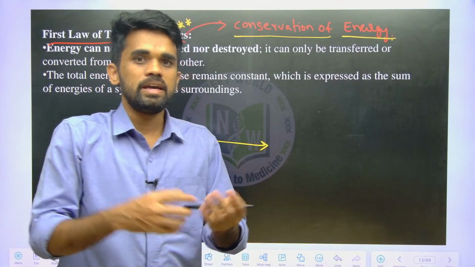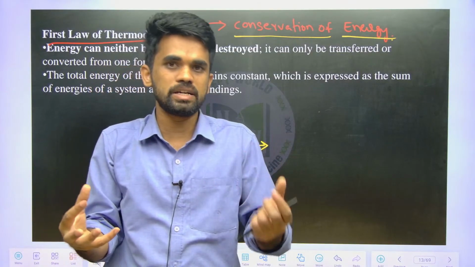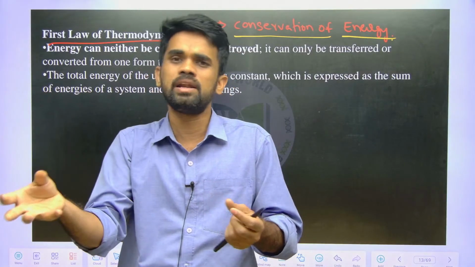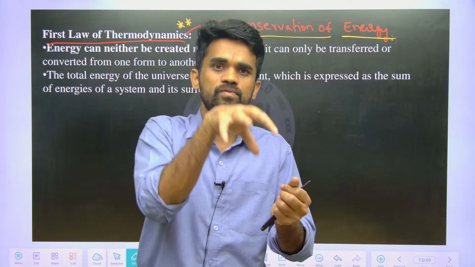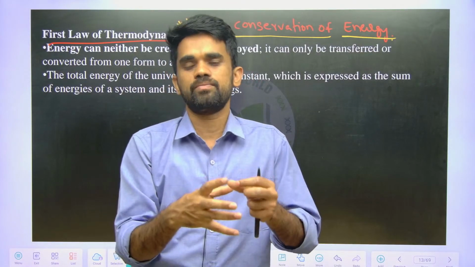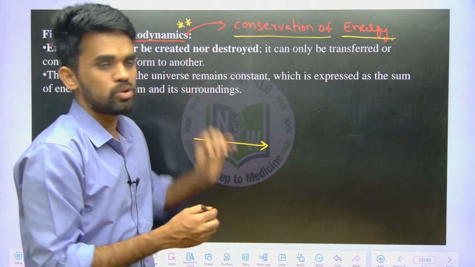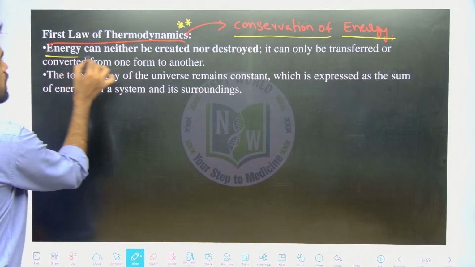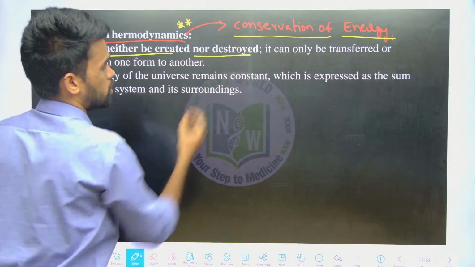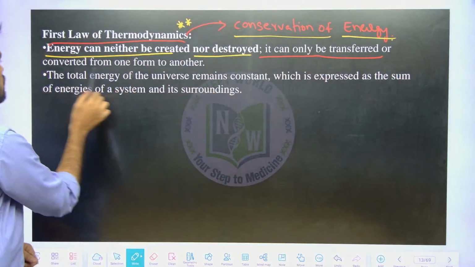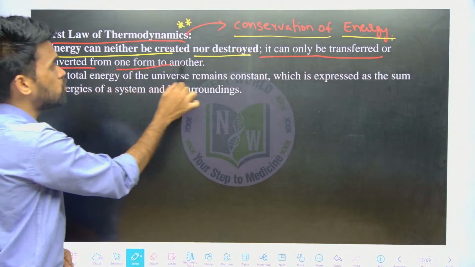It means chemical energy converted into electrical energy, or electrical energy to mechanical energy to chemical. Like this, we can convert from one form to another form, but we cannot create them newly. That is what the first law of thermodynamics says. Okay, so once read the definition. Energy can neither be created nor be destroyed. It can only be transformed or transferred or converted from one form to another form.